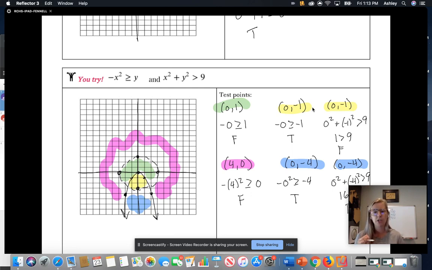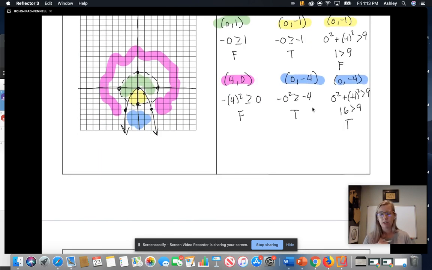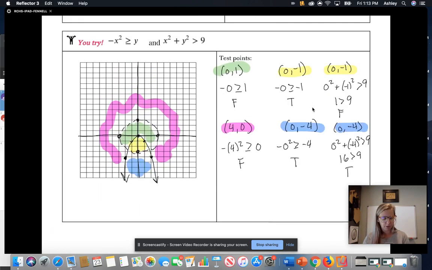Let's try the pink region. A value that would be in the pink region would be 4, 0. When I plug that in for my quadratic, I get a false statement, so I don't need to check it in the circle. Then I'm going to test the point 0, negative 4. When I test the point 0, negative 4 in my quadratic, I get 0 is greater than negative 4. True. And then I need to check it in my circle. When I check it in my circle, I get 16 is greater than 9. Also true. Ding, ding, ding.